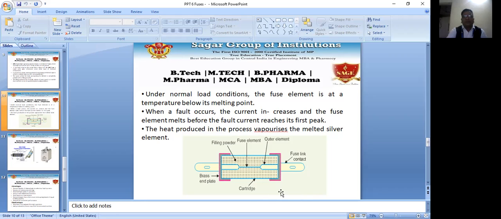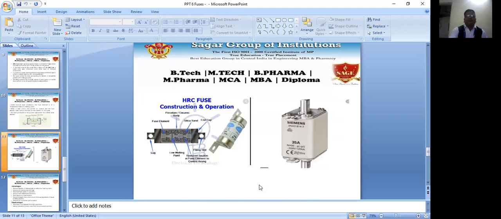Here, this is the HRC high rupturing capacity fuse, and this one is the brass end plates, cartridge material, and fuse link contacts. This is the fuse link contact, outer element, and the fuse element. This one is the fuse element, and this one is the fuse filling powder. So here we can see the HRC type fuse.